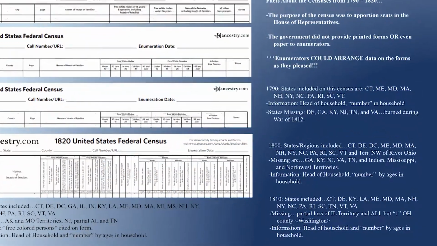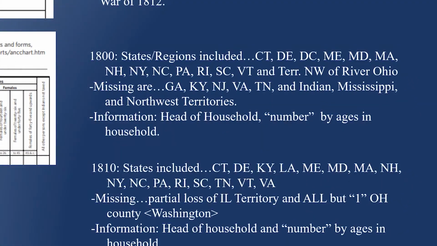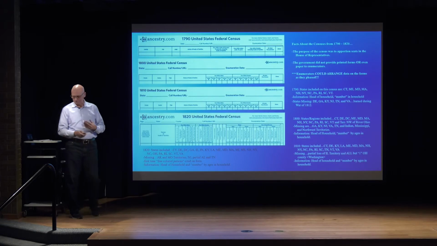1800, missing are Georgia, Kentucky, New Jersey, Virginia, Tennessee, Indiana, Mississippi, and Northwest Territories. And again, the information is head of household and the ages of people contained therein. And it goes on and on and on.